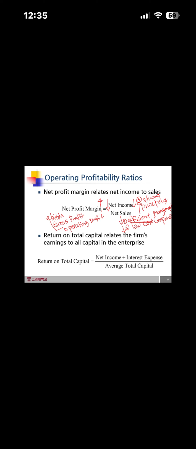Okay. And when calculating this net profit margin ratio, analysts or investors commonly compare the figure across different companies to determine which business performed the best. So you can compare this ratio with different firms within the different industry.